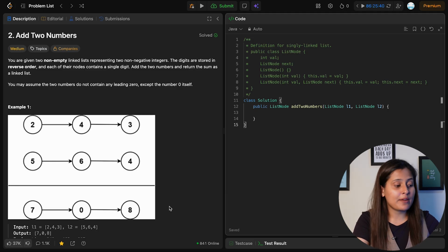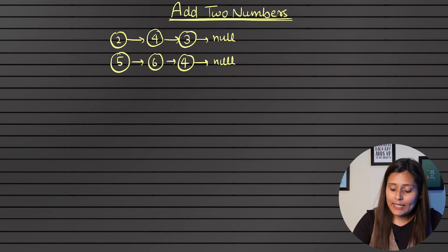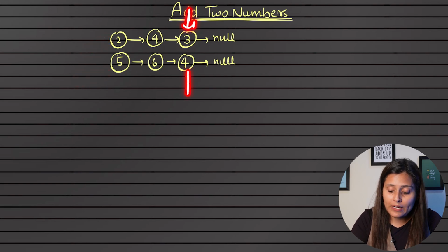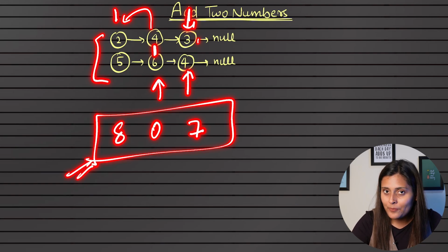So here is the problem statement. It says we will be given two numbers in linked list format and we have to add them and return the answer. If you remember, if we have to add 2, 4, 3 and this, don't you think we always start from the last? We add 7, then there is no carry forward. Again 6 plus 4 is 10, so 0, carry forward 1, and then total 8. This is how we are supposed to add, remember?